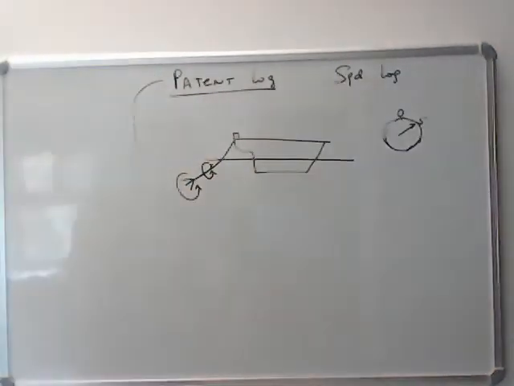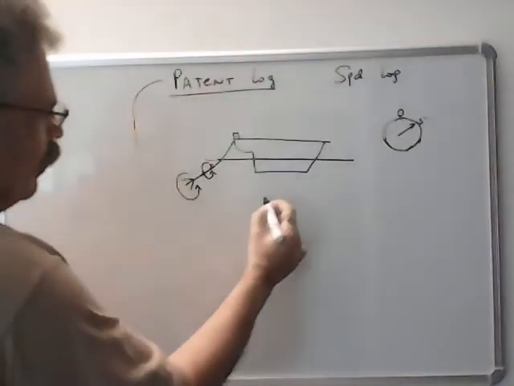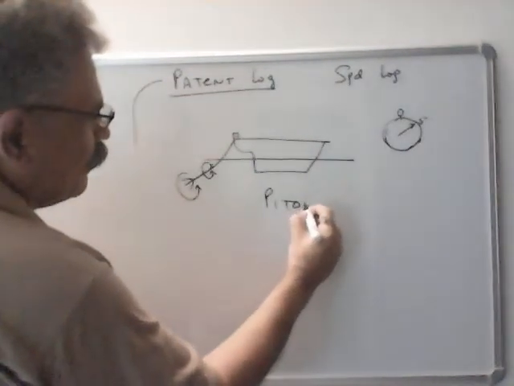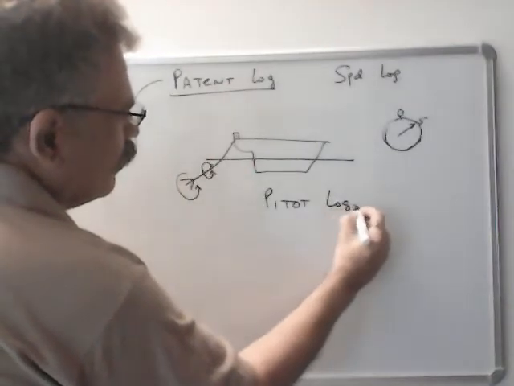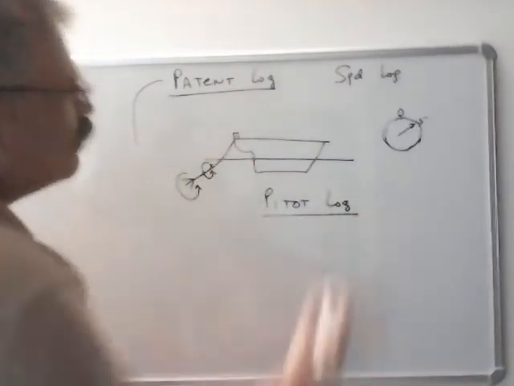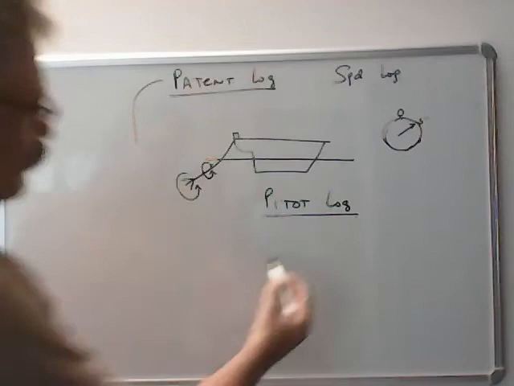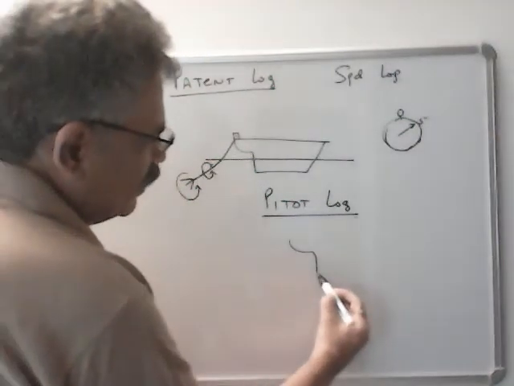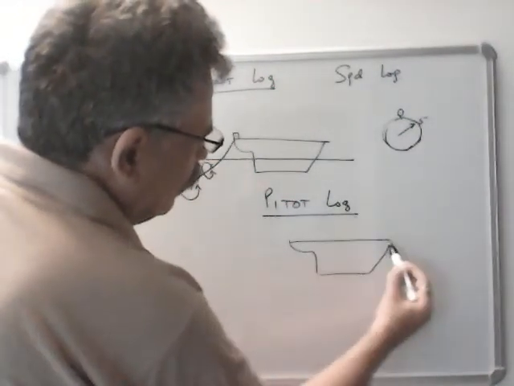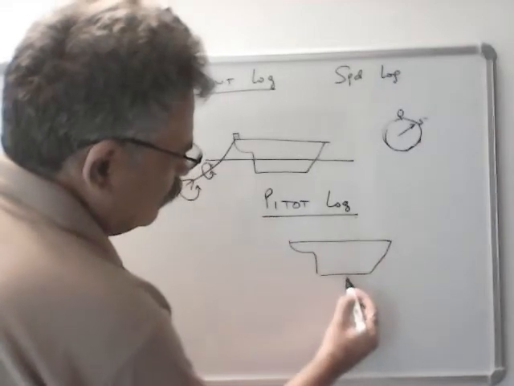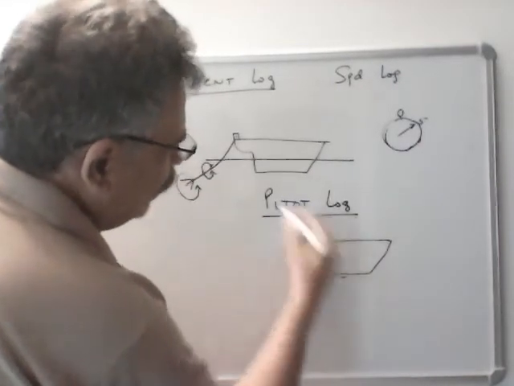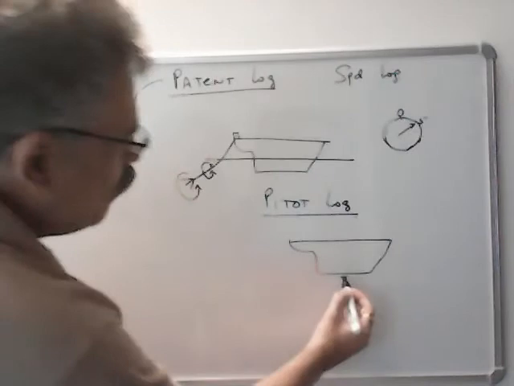So now we have electronic types. The second type is known as Pitot log. Here, below the ship, a Pitot is lowered when the ship is in deep waters after full away.